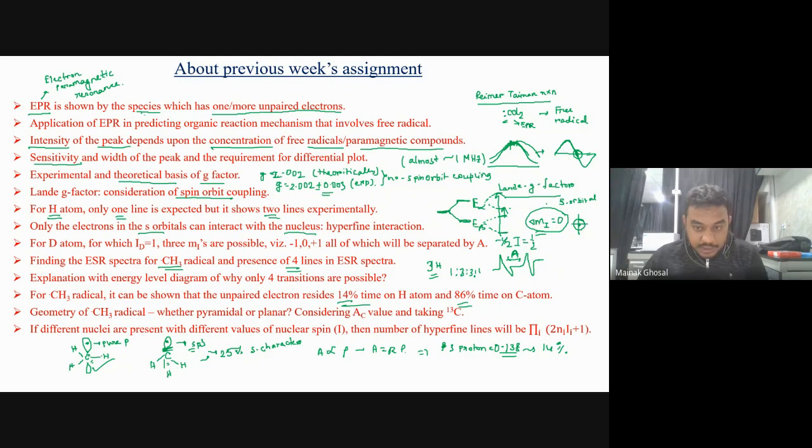And then it was shown that if different nuclei are present with different values of nuclear spin, then the number of hyperfine lines will be given by the multiplication of 2nI plus 1. Okay, so these were the topics that I discussed last week about ESR spectroscopy.